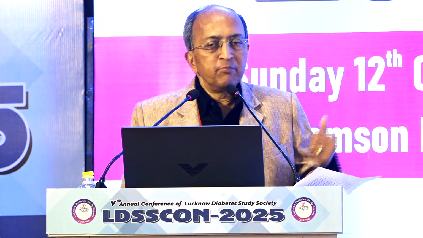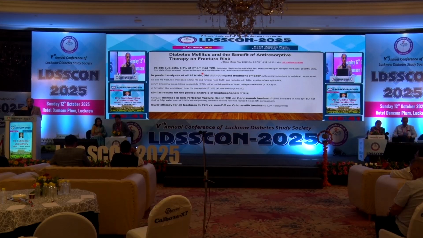What about the use of anti-osteoporotic drugs in diabetes? Do they fare any differently from non-diabetes? Well, this is a good meta-analysis which looked at almost 95,000 individuals, of which only a small fraction had diabetes. About 7% had type 2 diabetes, from various trials covering bisphosphonates, selective estrogen receptor modulators like raloxifene, menopausal hormone therapy, denosumab, and odanacatib. Of course, odanacatib is not available in our country.